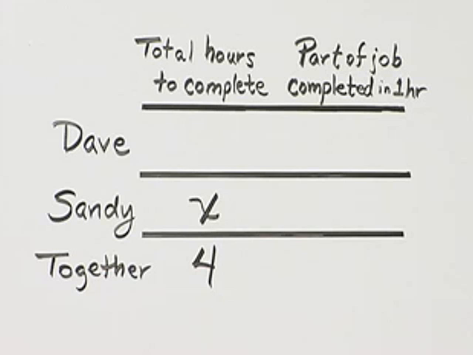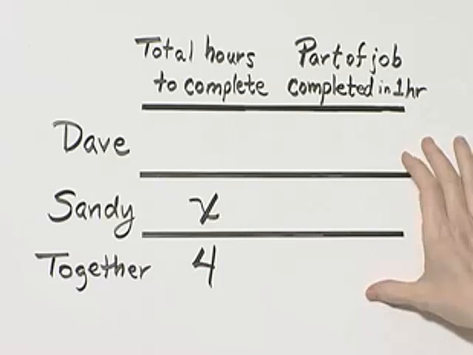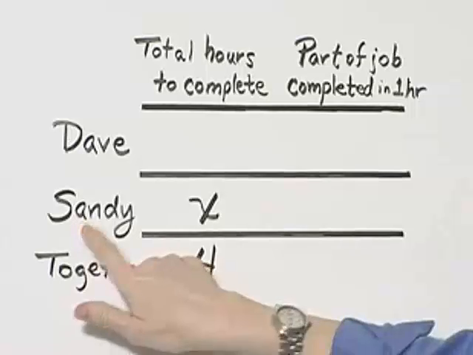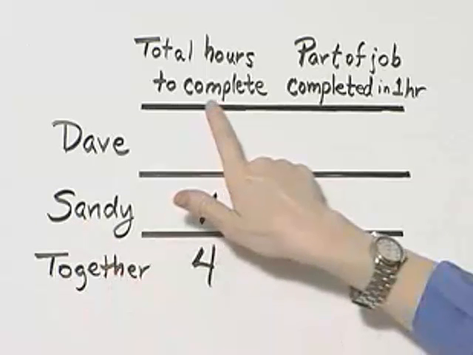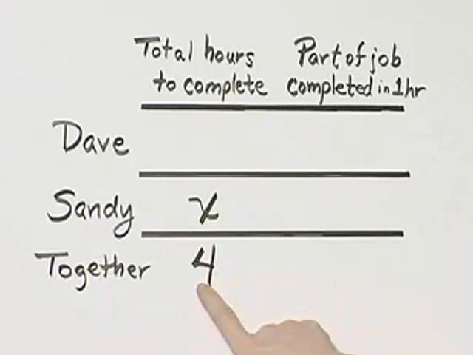Make sure you read and reread this problem until you understand it. Then you may want to set up a table like I've done. I'm letting X be the number of hours it takes Sandy to complete the job, that's paint the room alone. And remember, we were given that together they can paint the room in 4 hours.